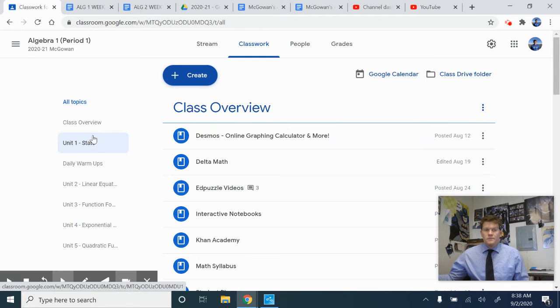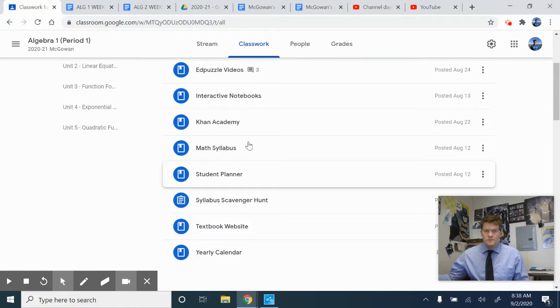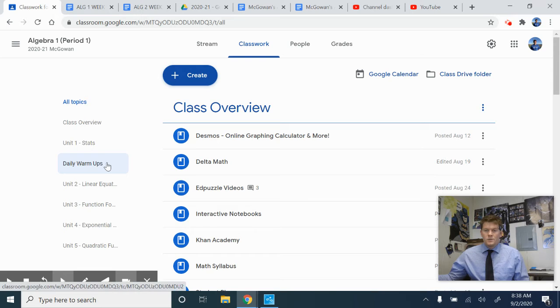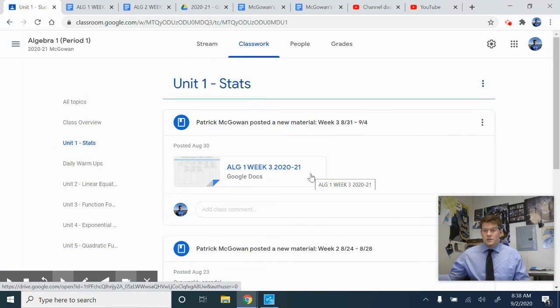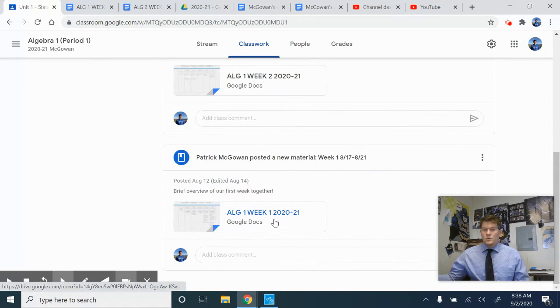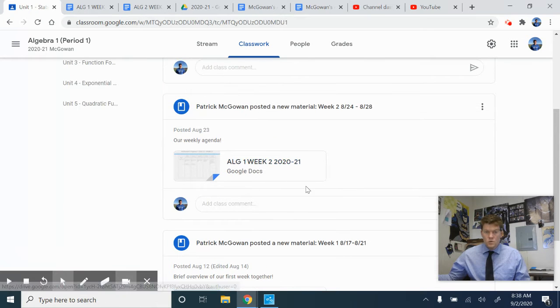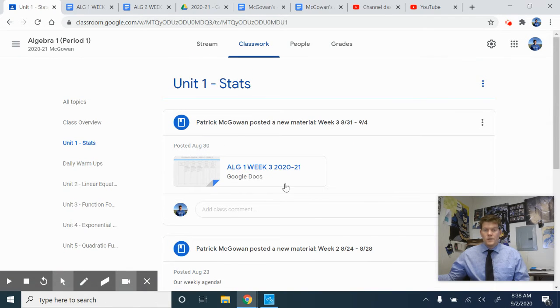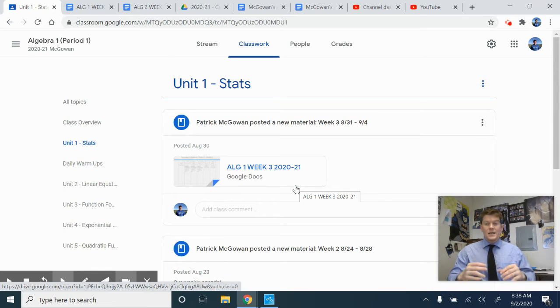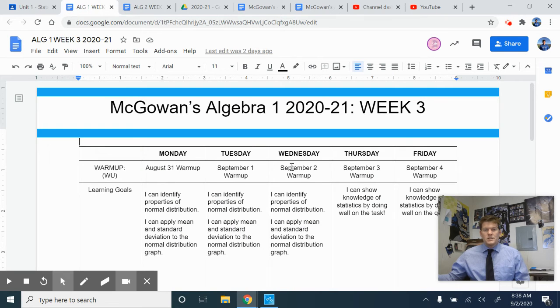So here you could find our resources, our daily warm-ups, and probably most importantly, you can find our weekly agendas. We're currently in Unit 1 Stats, and we've been there since week 1. So I have our week 1 document, our week 2 document, our week 3 document. And it's the same thing, and it's in the same place for Algebra 2.